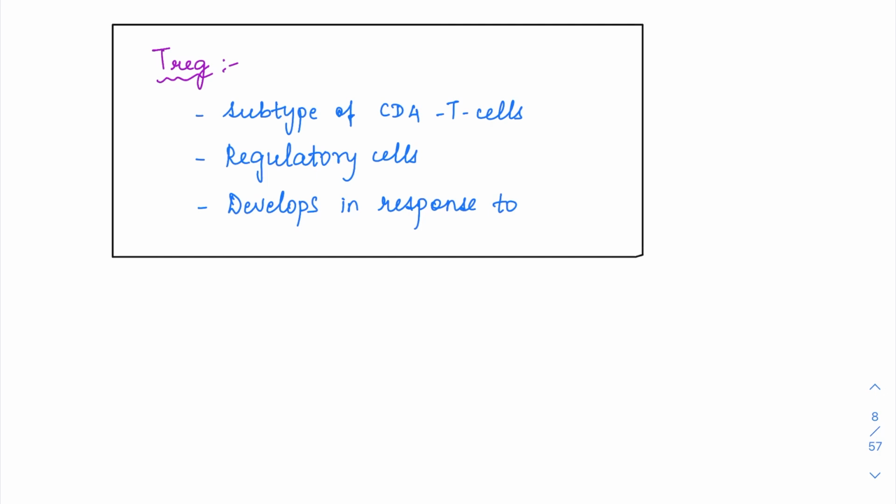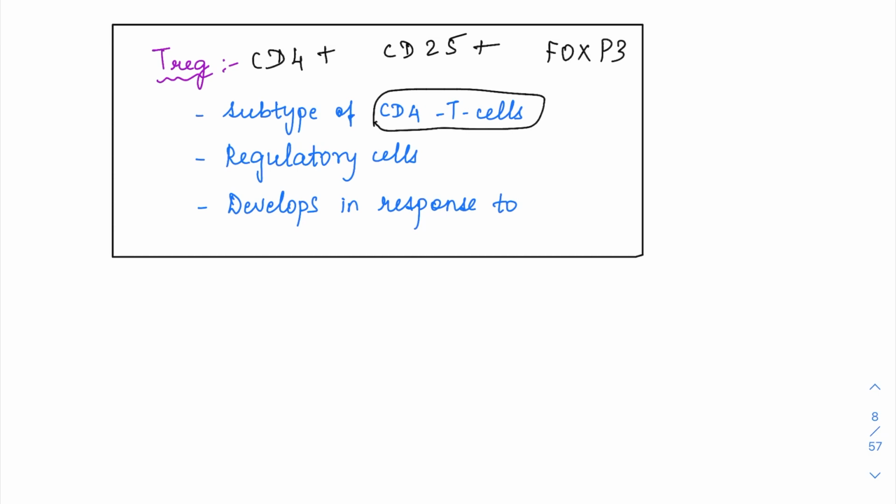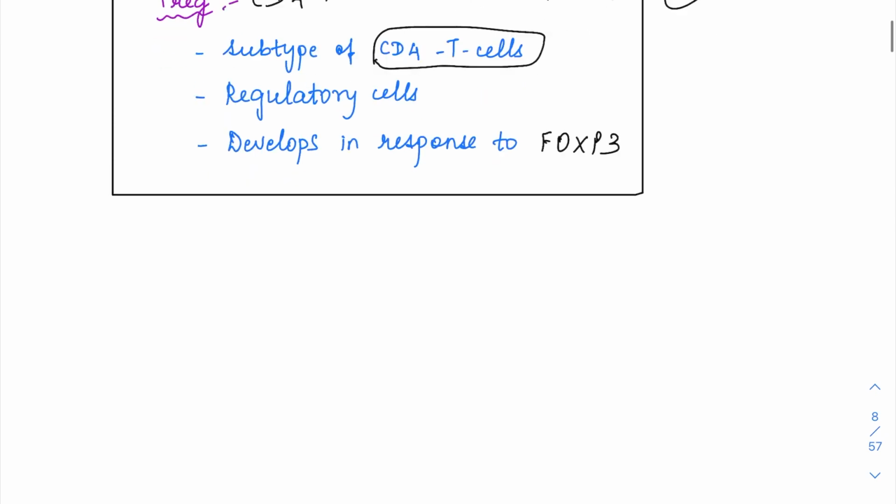So as I mentioned, it is going to be a subset of CD4 T cells. So Treg cells will be CD4 positive. Also, they are positive for CD25 and FOXP3. So these three things are very important for Treg cells: CD4 positive, CD25 positivity, and FOXP3. FOXP3 is a transcription factor. Only when FOXP3 is present, in response to FOXP3 only, these Treg cells are produced.